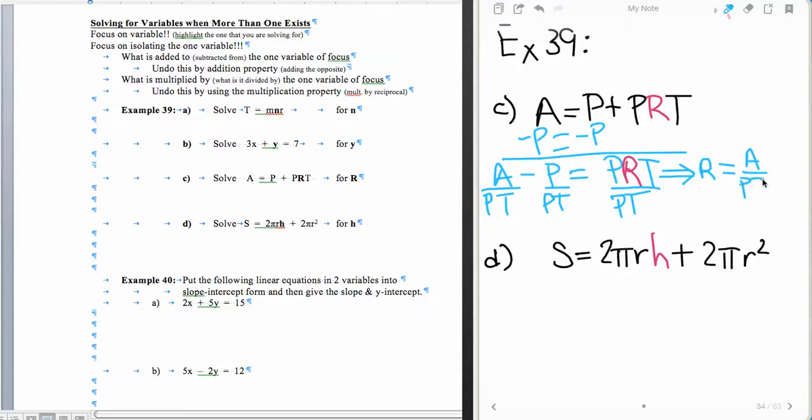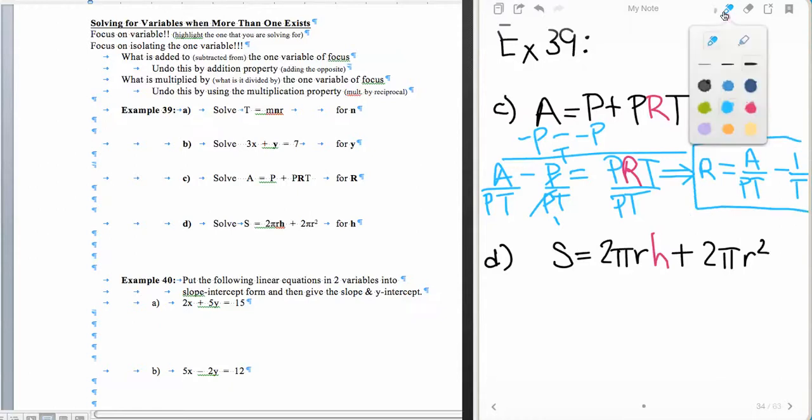and then that is minus, and here, the P here and the P here cancel, which leaves me a 1 up here and a 1 down here, and so this is a 1 over T. Now this is my preference for how this will look. In green here, I'm going to write what books will usually write for their answer. They'll simply say that R is equal to A minus P, and then they'll simply say over PT.